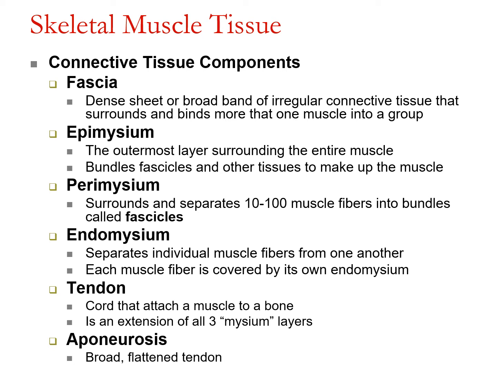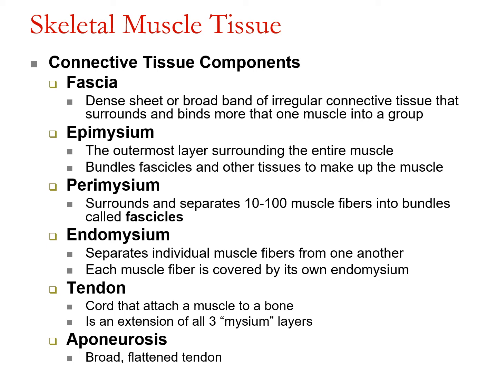So here we have a summary of the various connective tissue components of skeletal muscle. A fascia is a dense sheet or broad band of irregular connective tissue, which is what makes up all of these connective tissues. But this is the one that surrounds and binds more than one muscle into a group. So we already met the epimysium, that is the outermost layer surrounding an entire muscle. However, several muscles can be bound together to form a group. For example, a fascia would bind together the four muscles that make up the quadriceps femoris group within your thigh or femoral region.